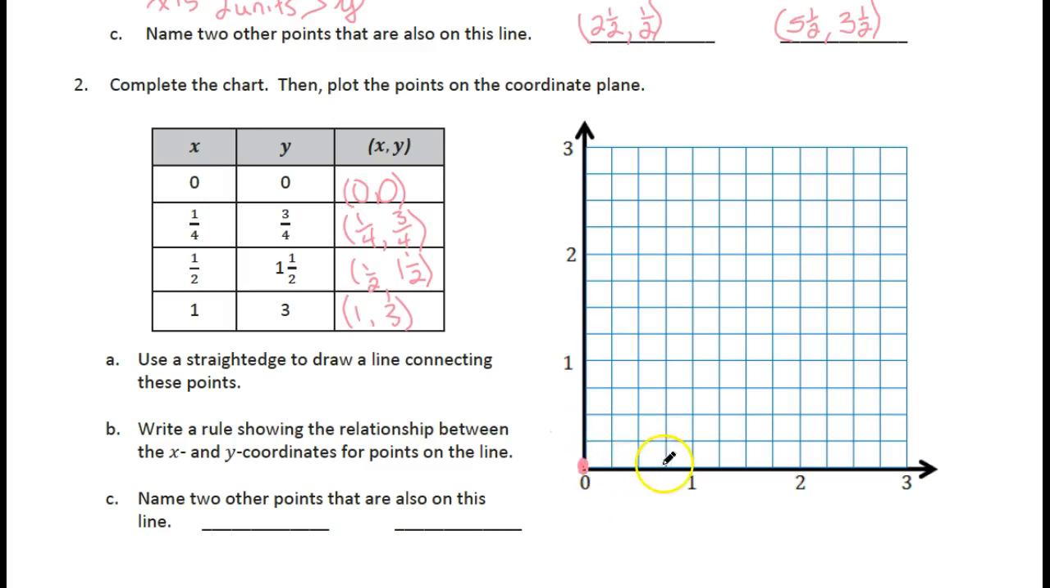1/4, 1, 2, 3, 4. So they are in fourths. So we go to 1/4. And then we're going to go up 3/4. So not as high as the 1, but close to it.